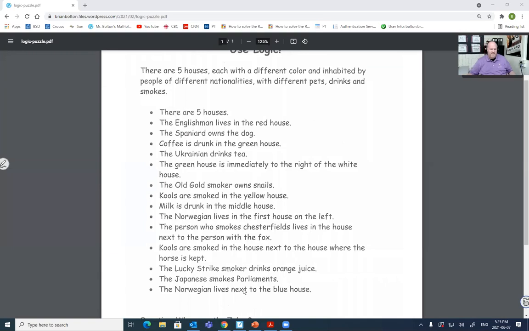And sometimes, like I said, you have to take a chance. Like you might have to go, okay, I think this is the greenhouse and then work around that. Or I think this person did this, right? Sometimes you'll have to do that.